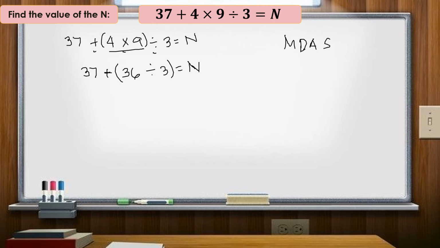So, again, you just copy 37. Only the 37 stays, and nothing changes, including the plus. And then 36 divided by 3 equals 12, because if you divide 36 by 3, that is 12. And then after that, 37 plus 12, that is 49. Therefore, our n is 49.